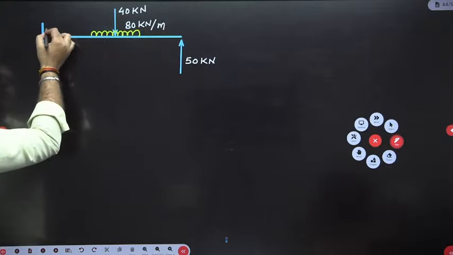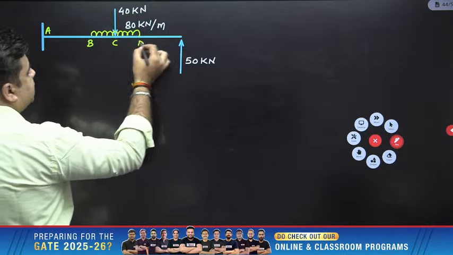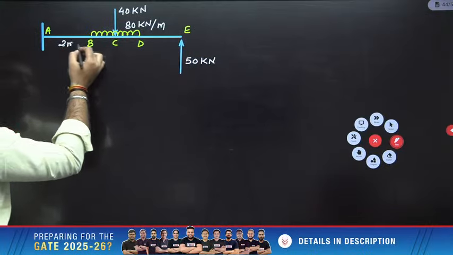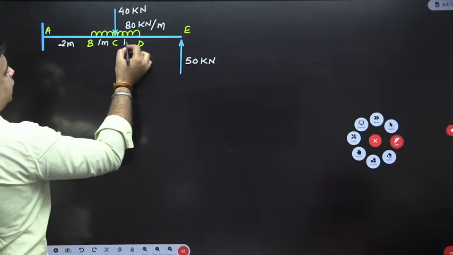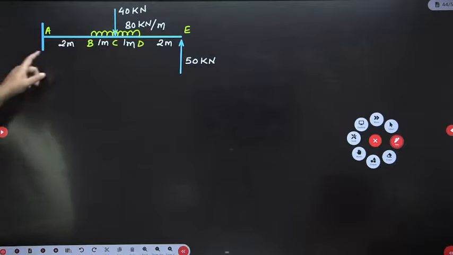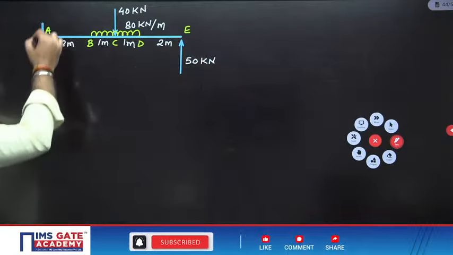This is point A, this is point B, this is C, this is D, and this is E. This is 2 meter, this is 1 meter, 1 meter, and again 2 meter. You need to draw the shear force diagram for this beam. Okay, again use the short trick and draw the shear force diagram.